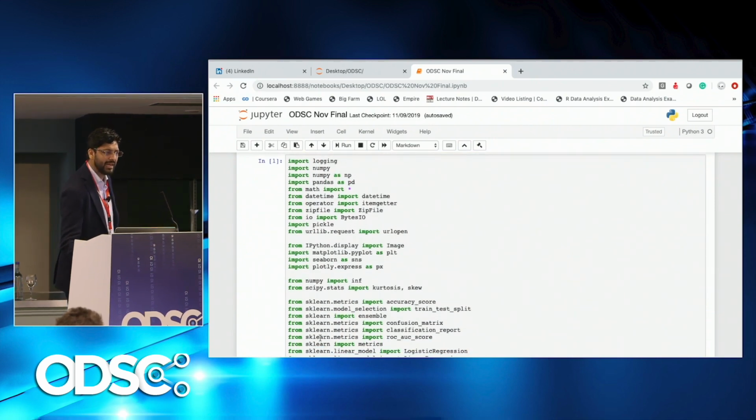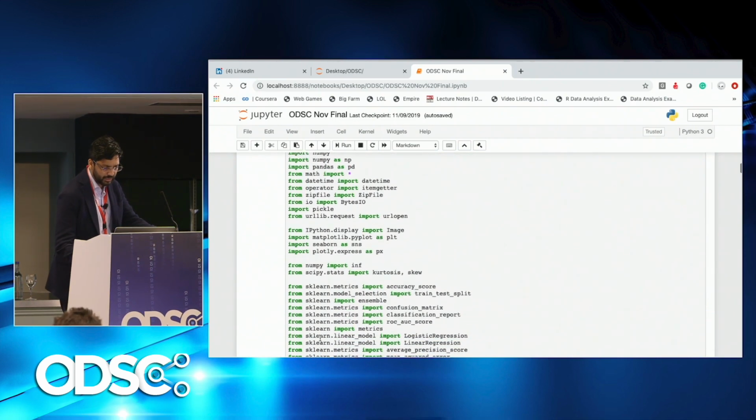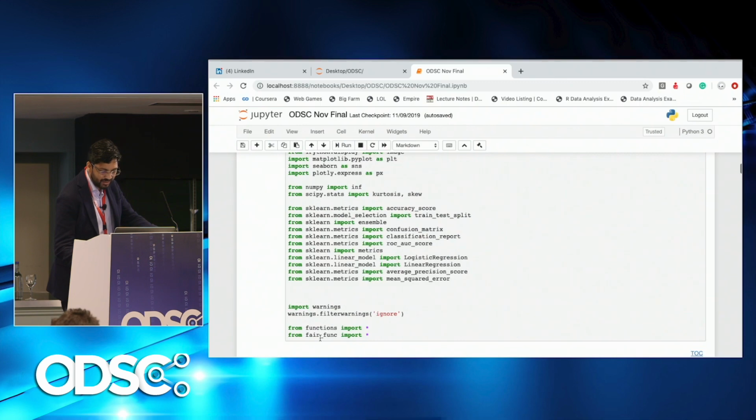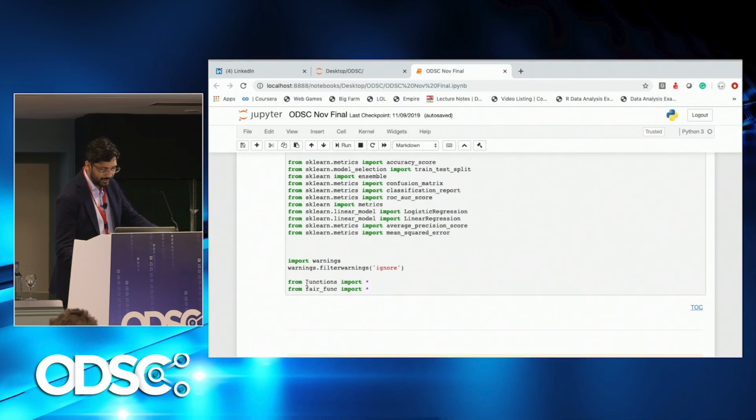So these are basic libraries which we are all aware of: NumPy, Pandas, scikit-learn libraries, and that's it. And these two, if you see, the last two libraries are the functions which I have written, which would be used.